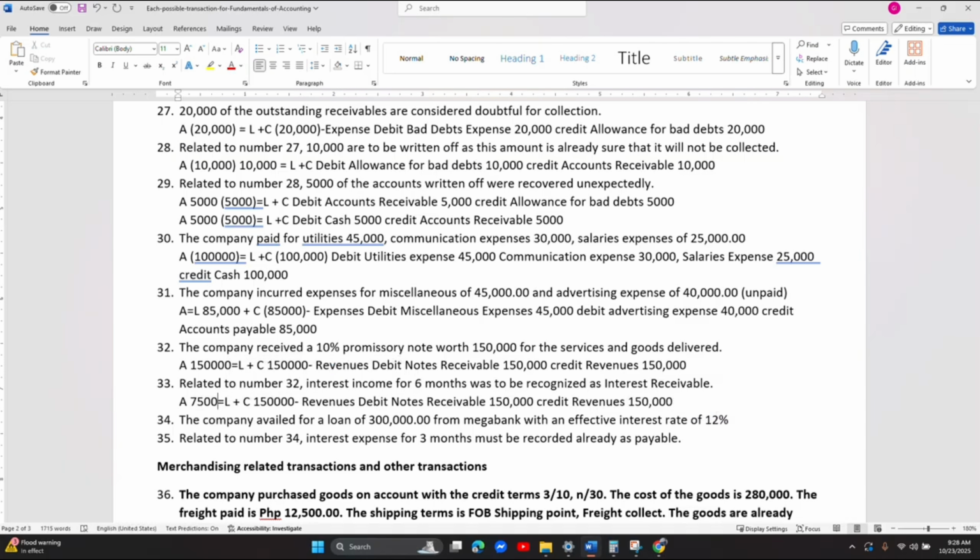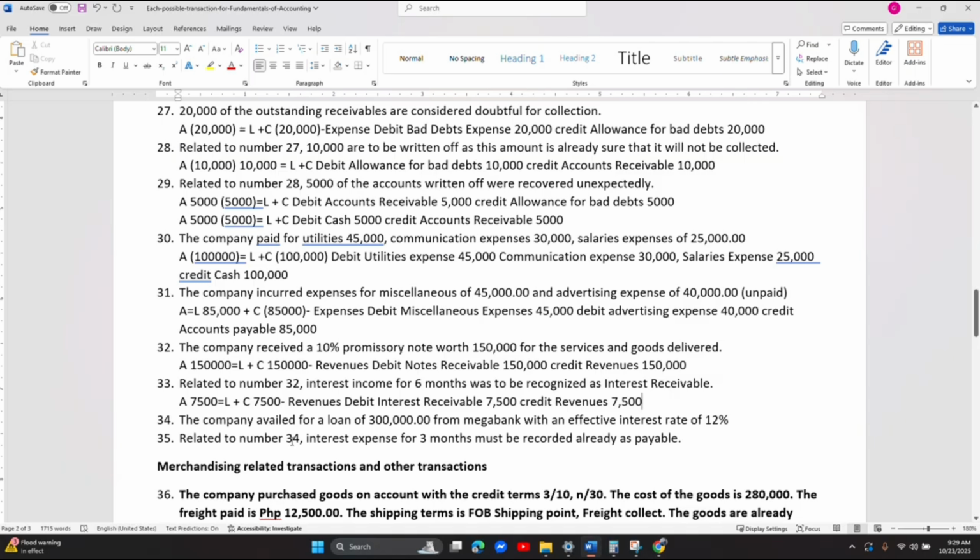Okay? So you will put here in the asset increase of 7.5, interest receivable. And of course, the partner is the capital, 7.5, because it's still part of the revenues. And you have to debit here interest receivable, 7.5, and to credit revenues worth 7.5. So the same with depreciation, you need to compute first how much is the interest income before you tackle on the transaction analysis and the journalizing.